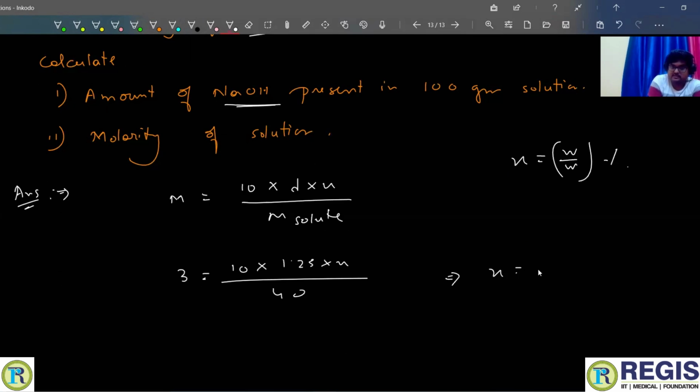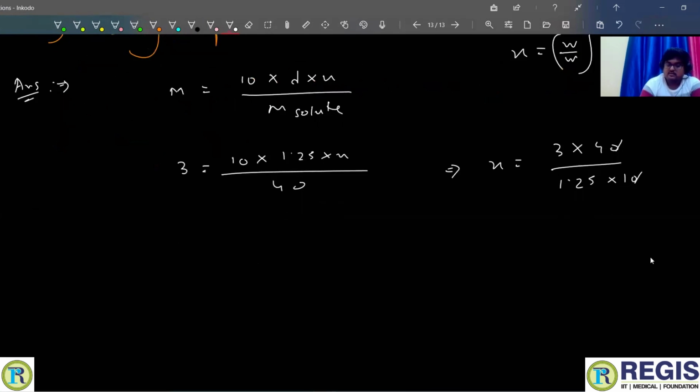So can I write X equals to 3 into 40 by 1.25 into 10. Okay, after getting calculation, this value is 120 by 1.25, that value is, I think, 9.6. So weight by weight percent is 9.6. Now next question is about the second part. This is the answer of the first one.